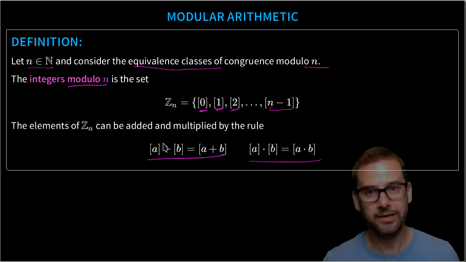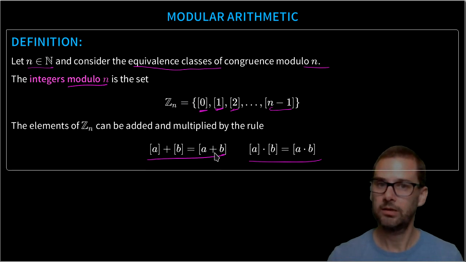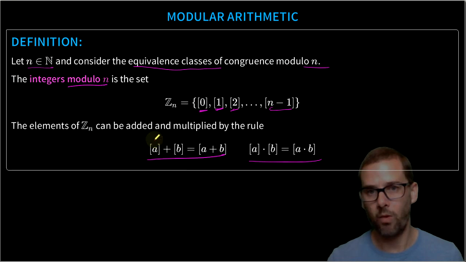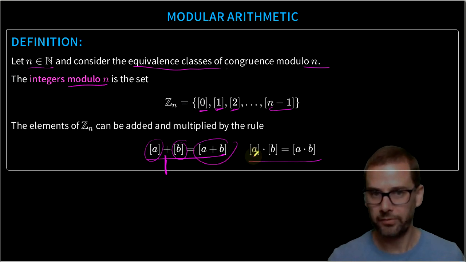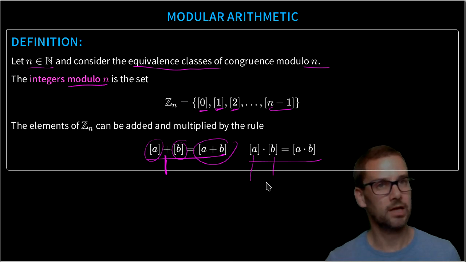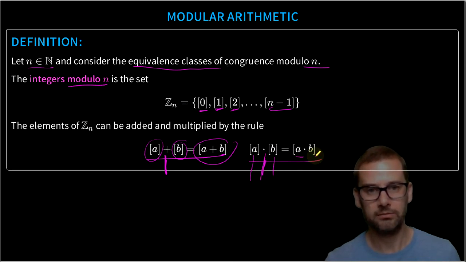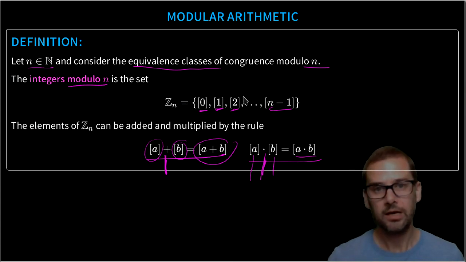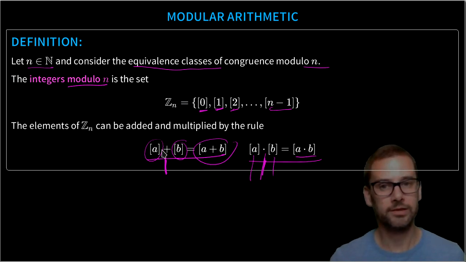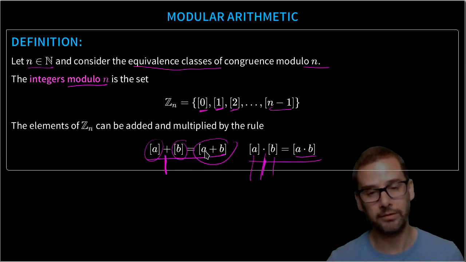They can be added by this rule, that the class of a plus the class of b is the class of a plus b. So that is, if we take one equivalence class and another equivalence class, we can extend addition like this. And if we take one equivalence class and another equivalence class, we can extend multiplication like this. And this is a handy little trick. It tells us that any element of this equivalence class and any element of this equivalence class, when we add them together, lies in this equivalence class.